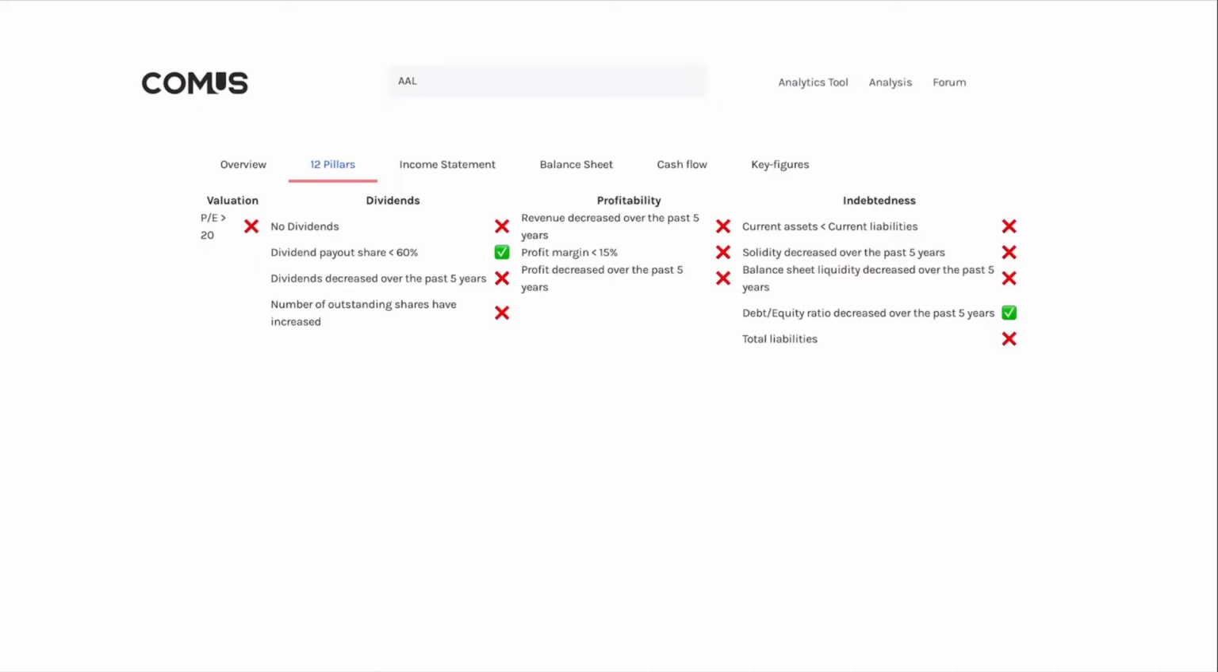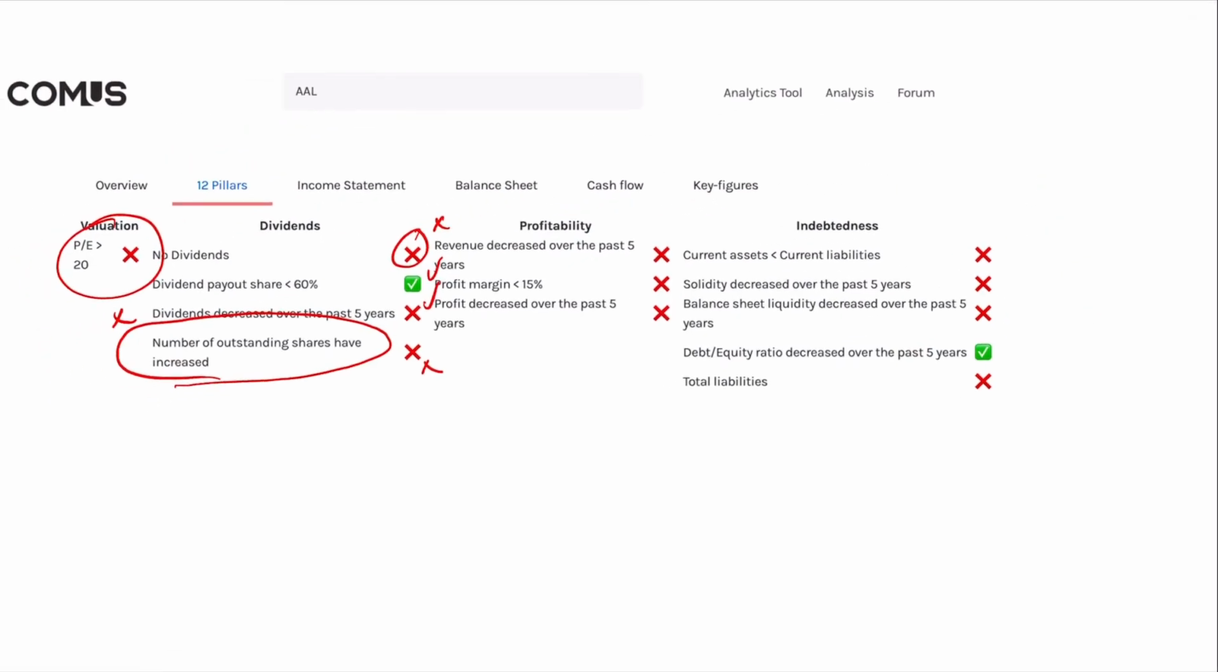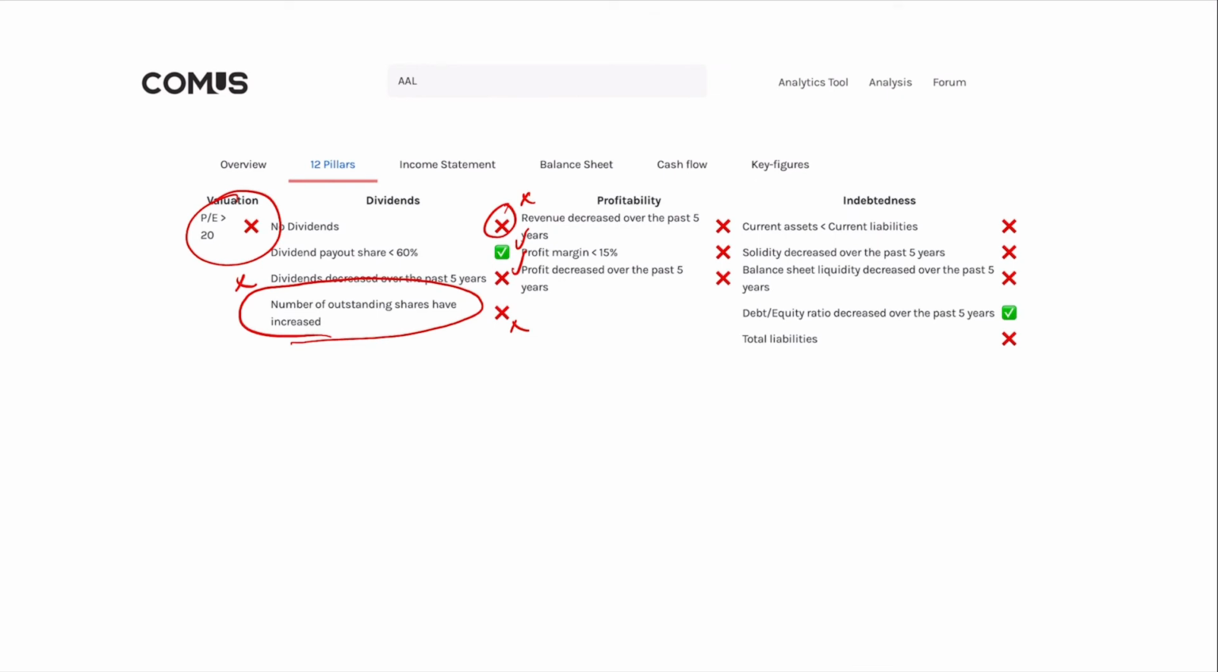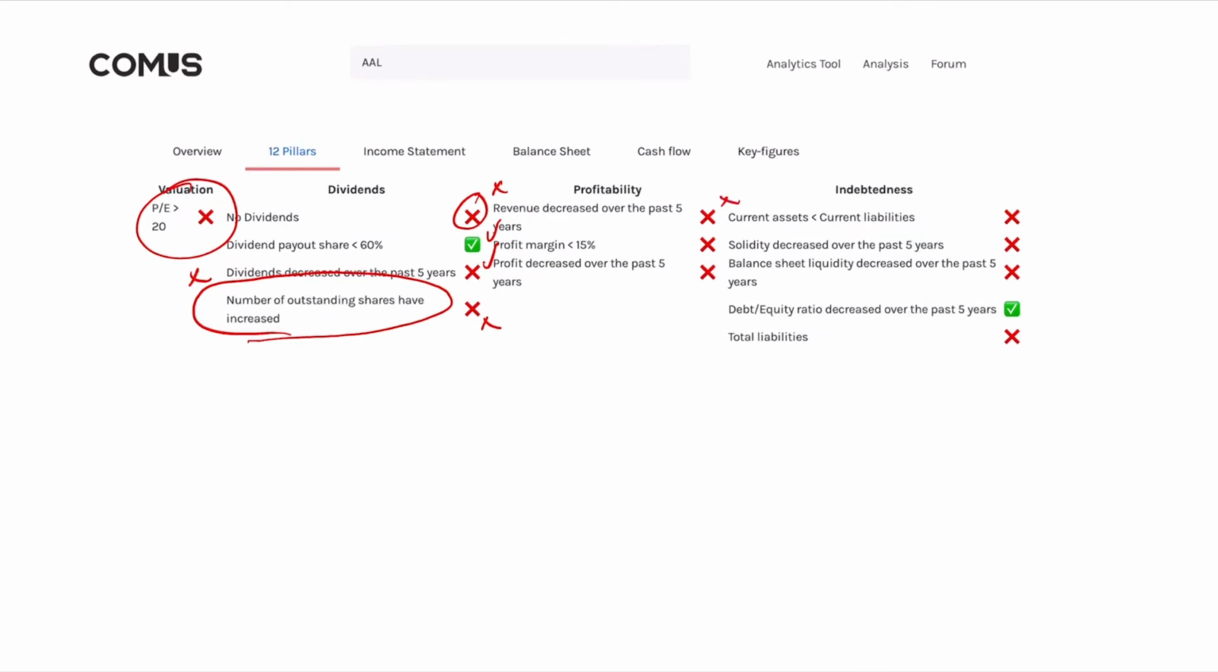So if we glance at the screen, we can see that the PE ratio has been greater than 20, which is negative. They don't pay out any dividends, which is negative. They used to pay, the dividend payout share was less than 60%. That is a plus. Dividend decreased over the past 5 years. That is negative. Number of outstanding shares have increased, which is negative. And the profitability, revenue decreased over the past 5 years, negative. Profit margin below 15%, negative. Profit decreased over the past 5 years, negative.